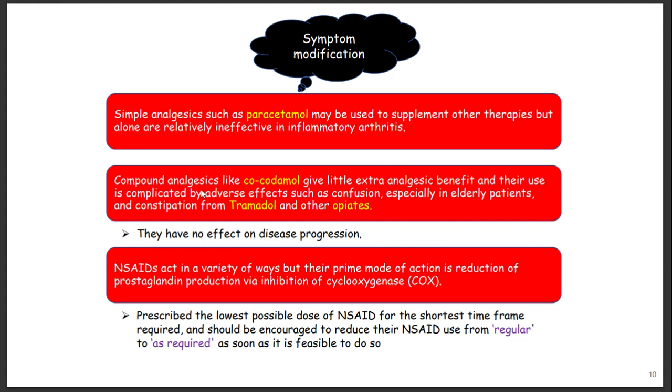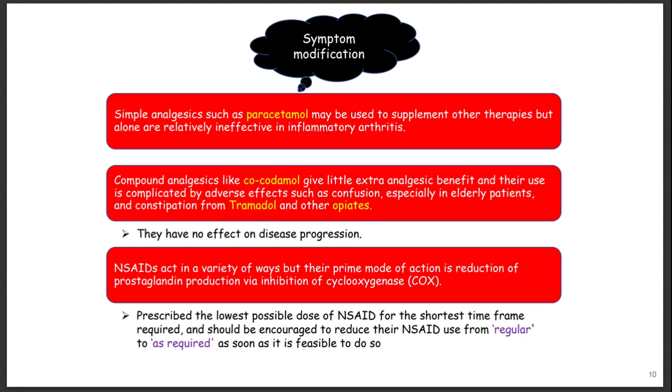Compound analgesics like co-codamol will give little extra analgesic benefit. Their use is complicated by adverse effects. That's why you want to avoid these. Like there's confusion, especially in elderly patients. You have got some other stronger pain medications like tramadol.